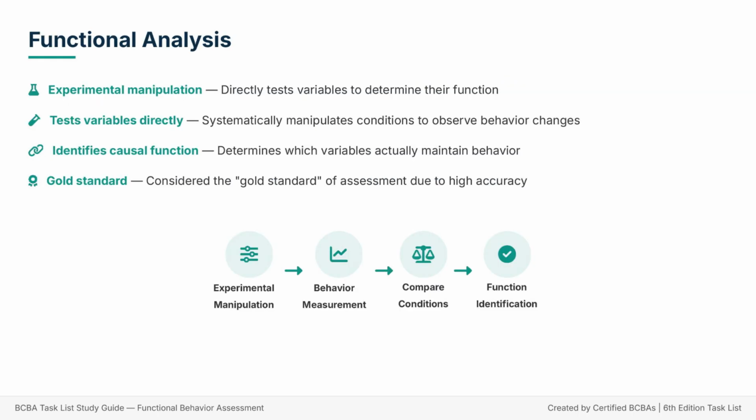Functional analysis is the most advanced type of FBA. It involves systematic manipulation of environmental variables to identify the function of behavior. In this process, we test different conditions, such as attention, escape, or tangible access, and observe how behavior changes. Because variables are controlled, functional analysis allows us to establish causal relationships. This is why it is considered the gold standard of assessment in ABA.